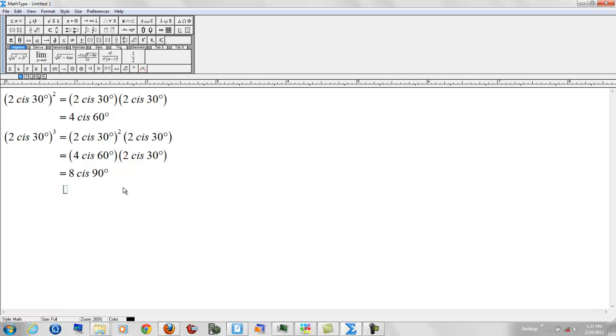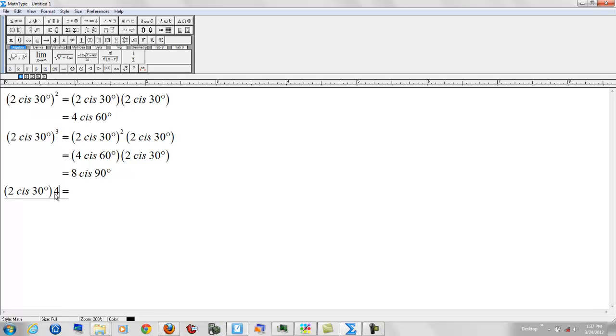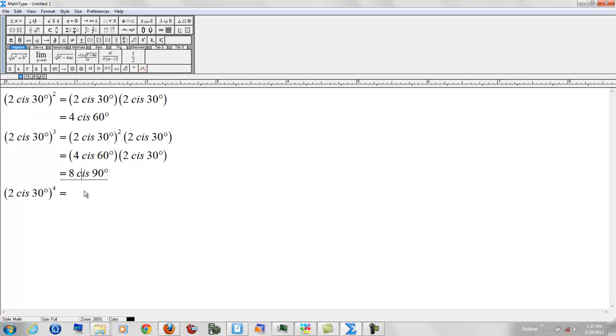Okay, so now let's try the fourth power. If I want 2 cis 30 to the fourth, then I guess we can write this one of two ways. We could either write it as 2 cis 30 squared times 2 cis 30 squared. That'll get us the fourth power. Or we can write it as 2 cis 30 to the third times 2 cis 30 to the first. Again, that'll get us to the fourth power. We have substitutions for both of those, so it doesn't matter how you want to think of it.